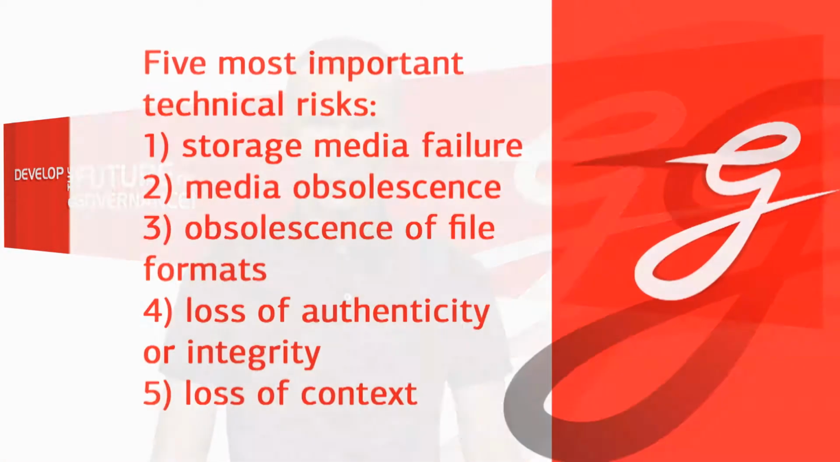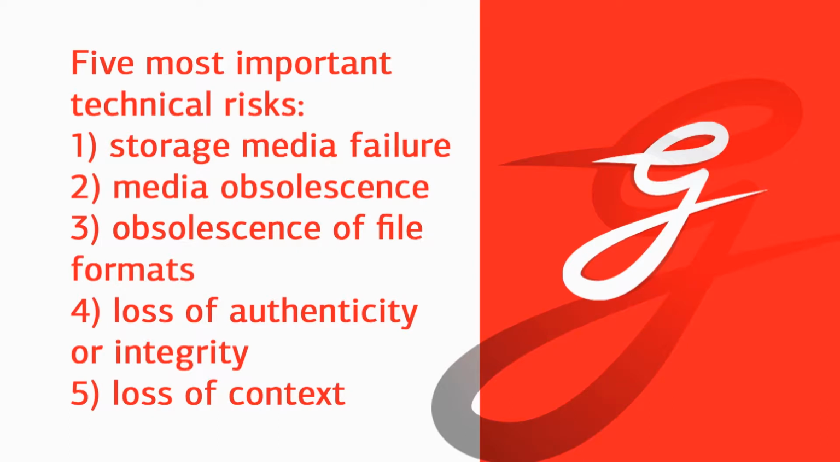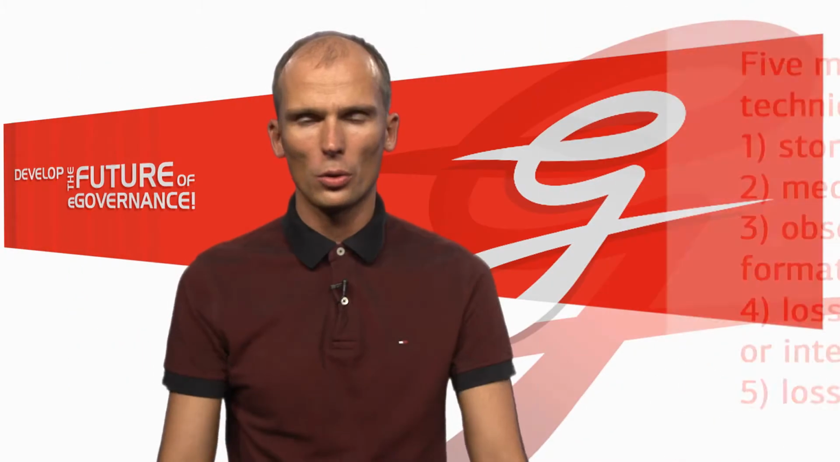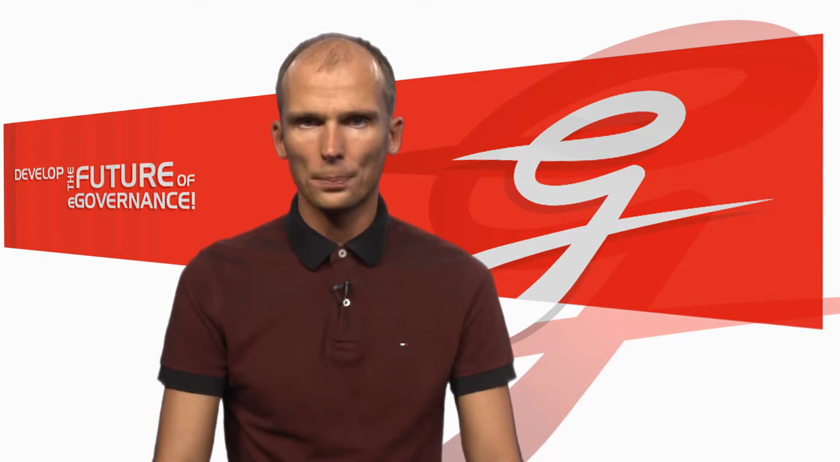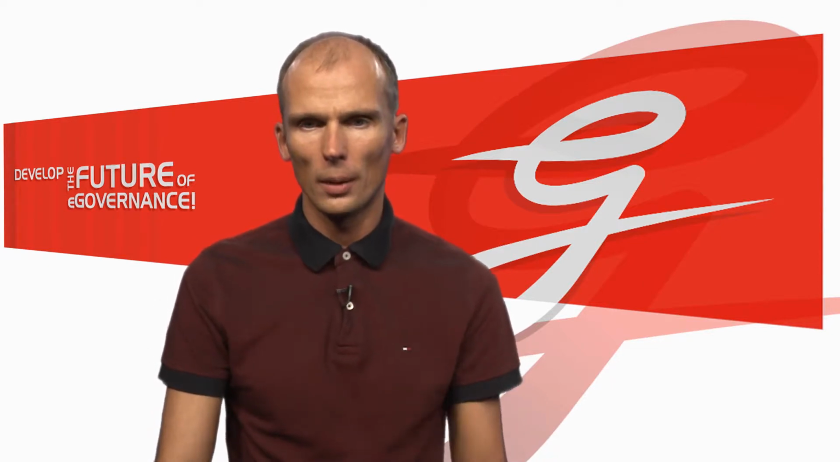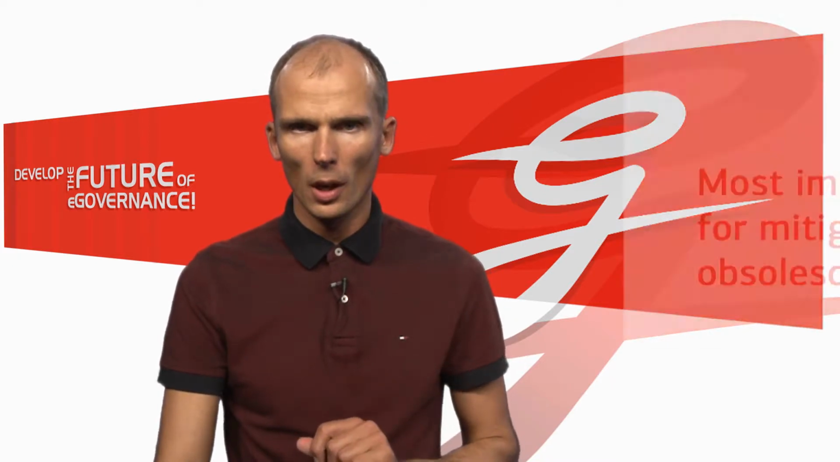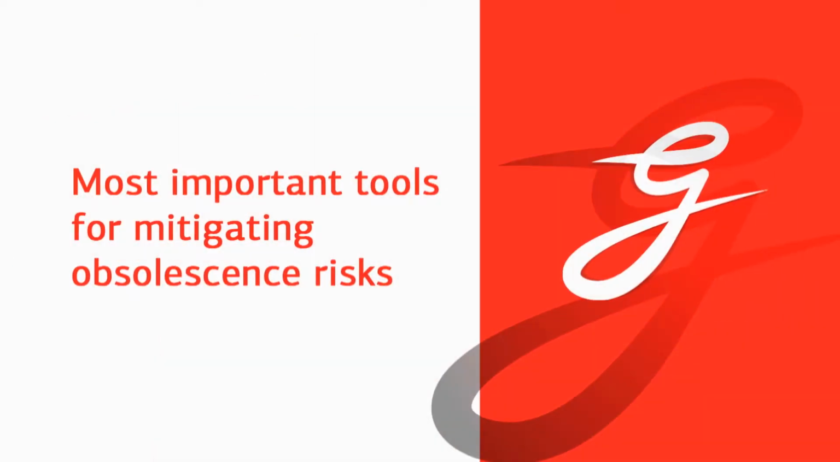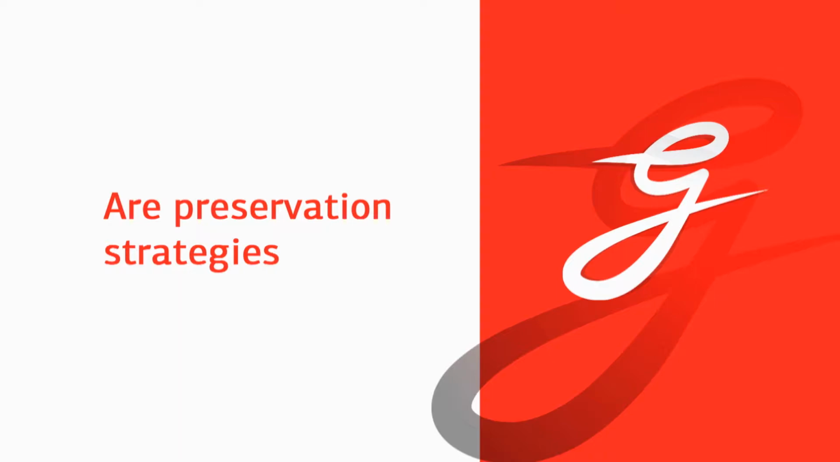In the previous lecture, I told you about 5 technical risks to the preservation of digital information. As we don't have enough time to cover the mitigation tools to all of these risks, like one tool that would require a separate lecture is metadata, which is a very complicated topic, I will introduce you to the most important tools to mitigate the obsolescence risks. And these tools are also called preservation strategies.